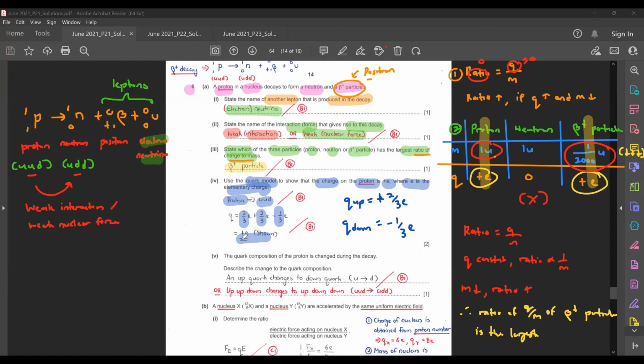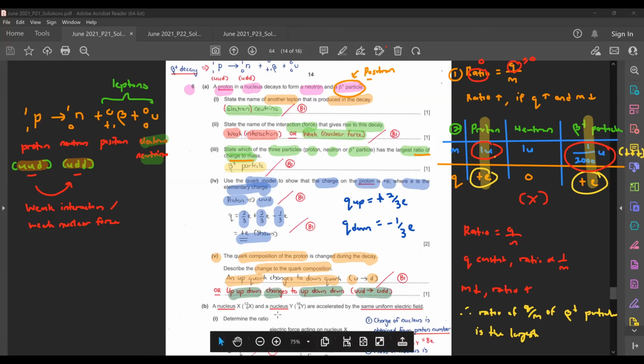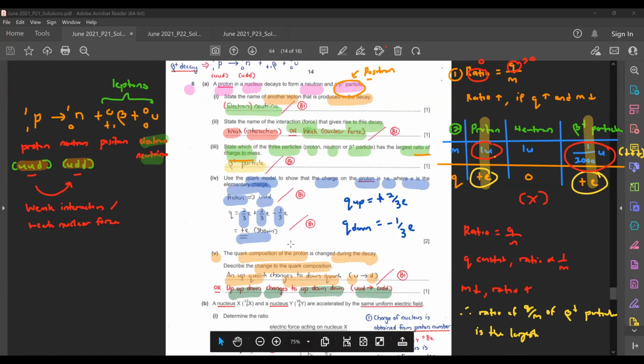Then if you look at part 4, the quark composition of the proton is changed during the decay. Describe the change to the quark composition. This one I already mentioned to you: up, up, down changes to up, down, down. An up quark changes to a down quark. Just like that. So that's for part number 5.